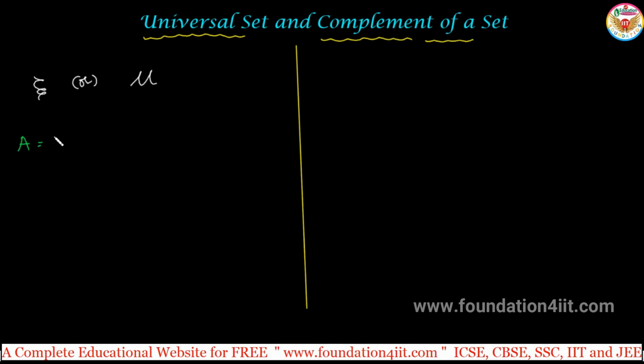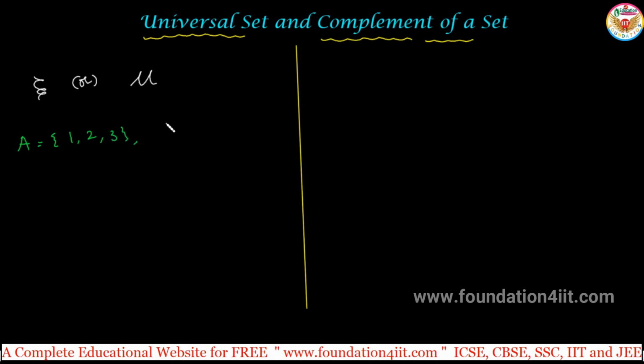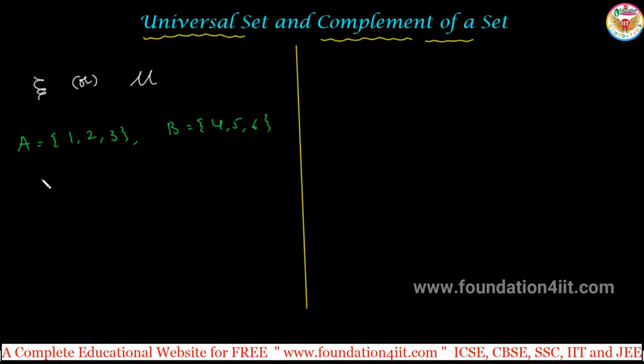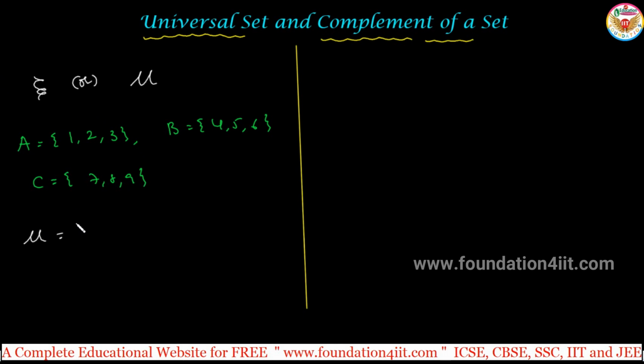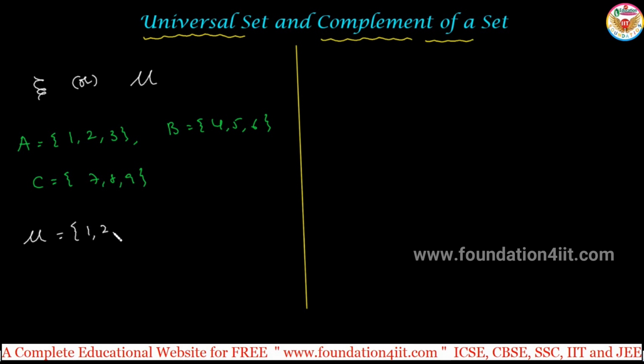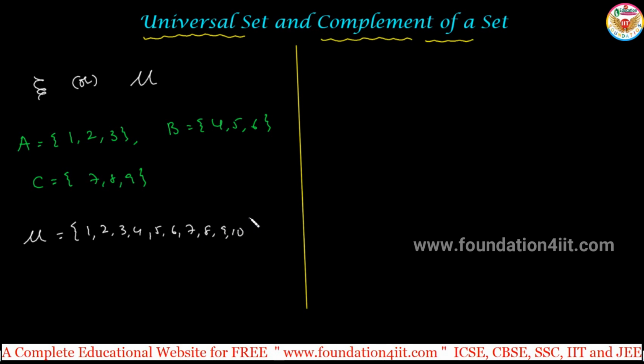For example, set A has elements 1, 2, 3, and set B has elements 4, 5, 6. Set C has elements like 7, 8, 9. Now by using this A, B, C, we can take a universal set. So these all sets must be subsets of this universal set. So you can take 1, 2, 3, 4, 5, 6, 7, 8, 9, 10. So this is a universal set for this A, B, C.